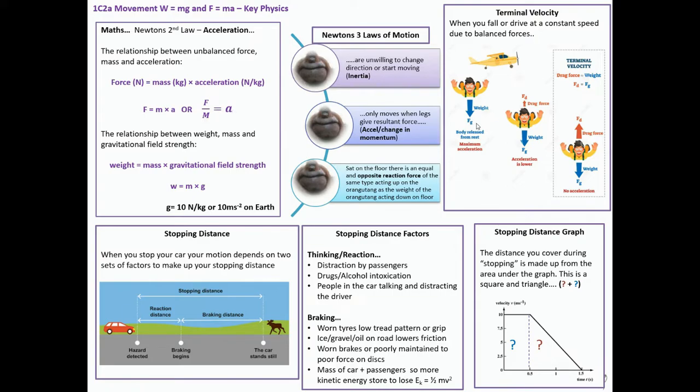There's no acceleration, so you've got to look at terminal velocity. Stopping distance then is a combination of this sort of diagram, factors, and the graph itself for stopping distances.